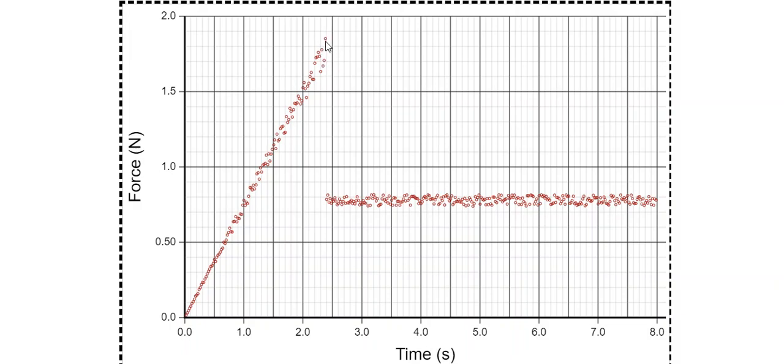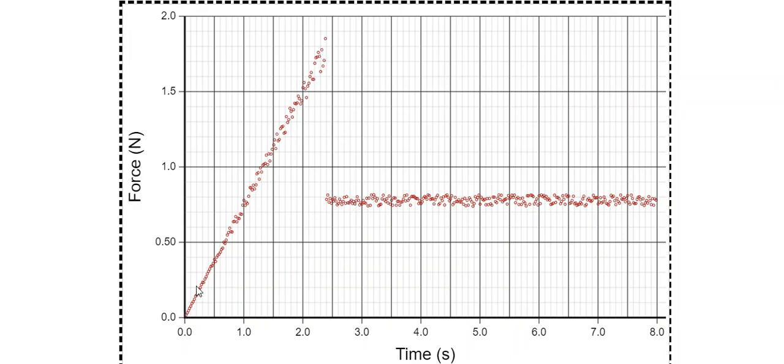When the applied force is greater than this maximum value of the force of static friction, that in this case is approximately 1.8, 1.9 newtons, there would be then a decrease in the force of friction because the object has started moving, and then what we have here is the force of kinetic friction. So the force of kinetic friction is a constant value. We have a force of kinetic friction here in the order of 0.8 newtons, right?